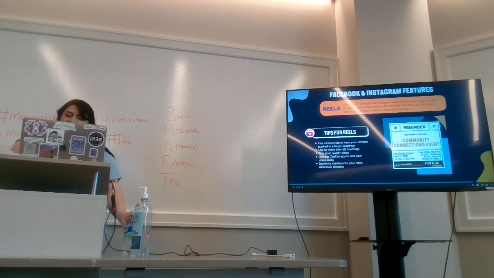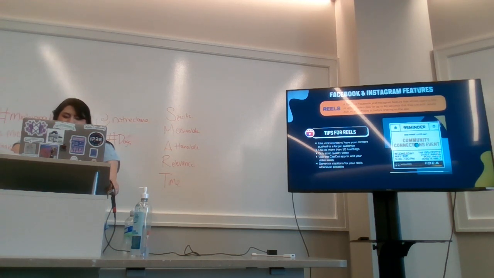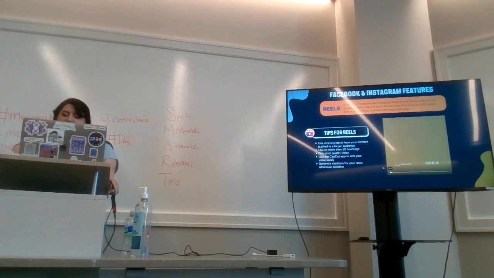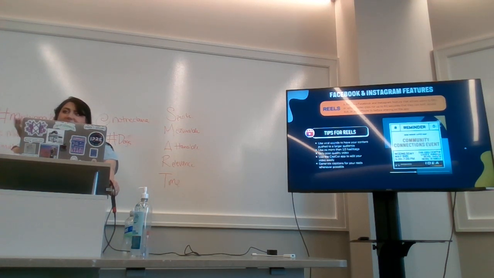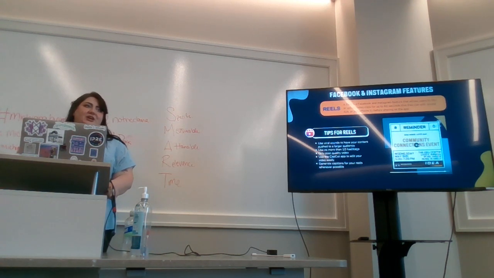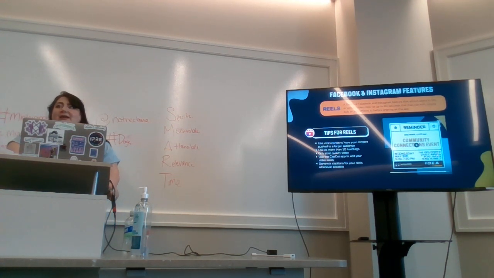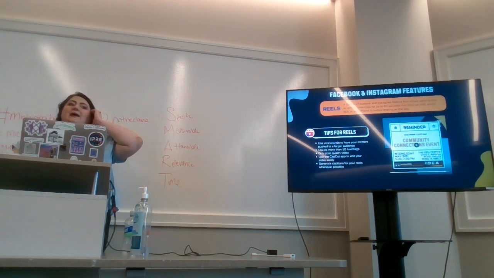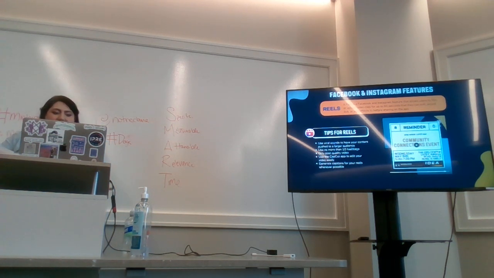Okay, Reels. This is an example of a very simple reel I did for the McKenna Center. It's about the Community Connections event. It's a very simple, very quick animation. I've made it in Canva. Canva is your best friend for social media marketing. It's free, and it has templates, so you don't have to be creative on your own. You can just plug your own text in and pick the colors that you like and that match your brand.